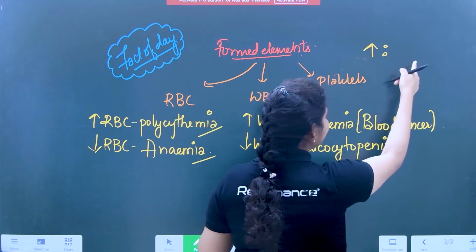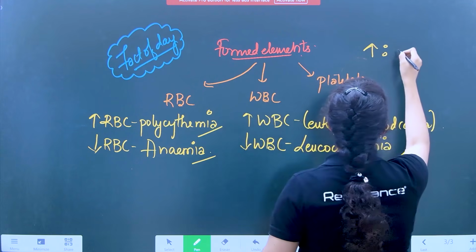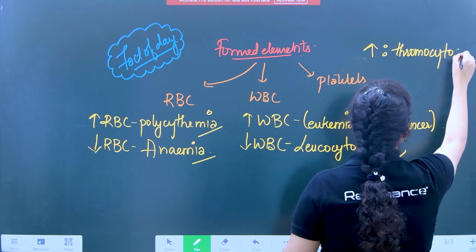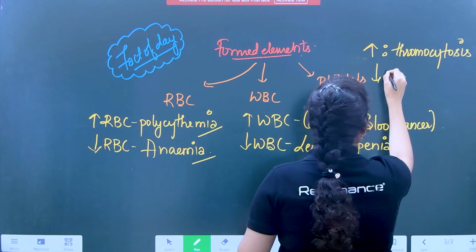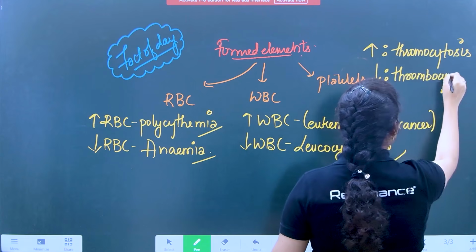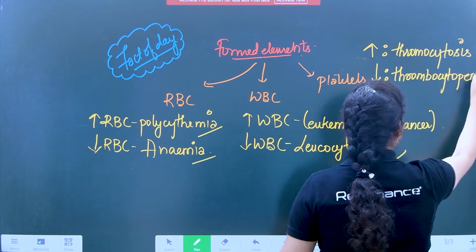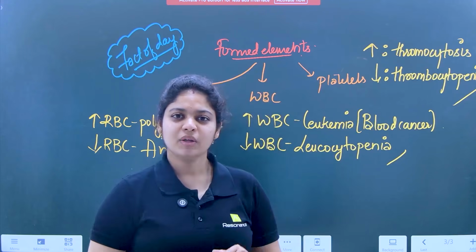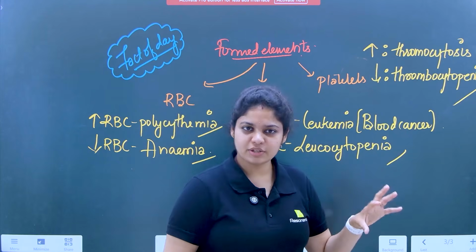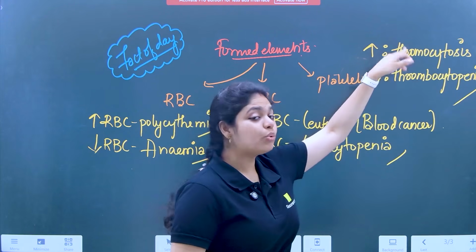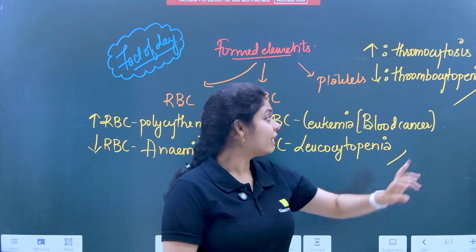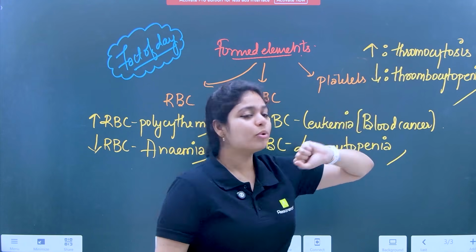Next, moving on to platelets. Increase in platelets is thrombocytosis. Decrease in platelets is thrombocytopenia. What is the function of platelet? Platelet is causing coagulation, clotting of blood. If the platelet count increases, then inside the body also it will form clots. Understood? That condition is called thrombocytosis.